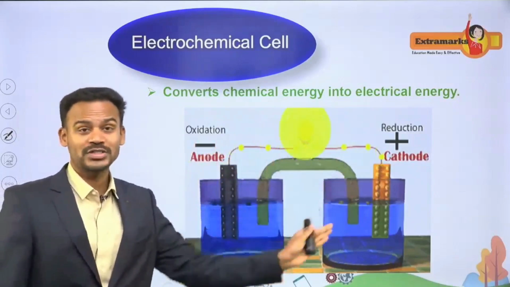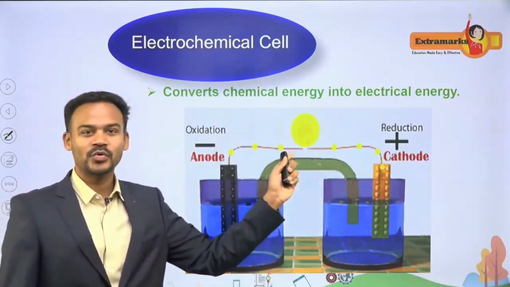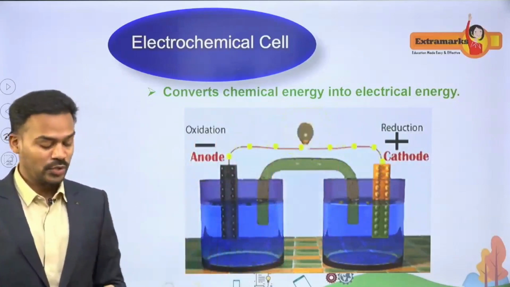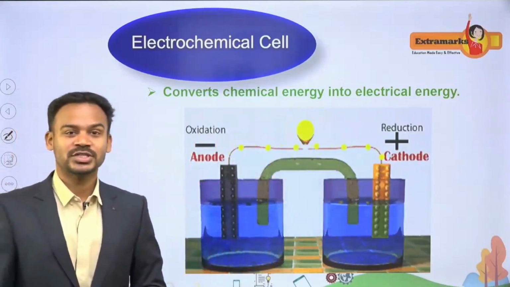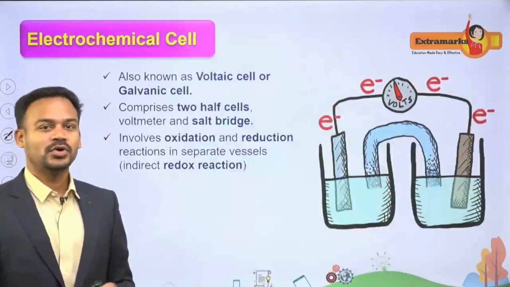There is a flow of electrons, and this constitutes the electricity, nothing but the voltage difference. You can see the bulb glowing over here, right? This is how we are going to make use of a redox reaction to generate electricity. So this is what we are going to learn.